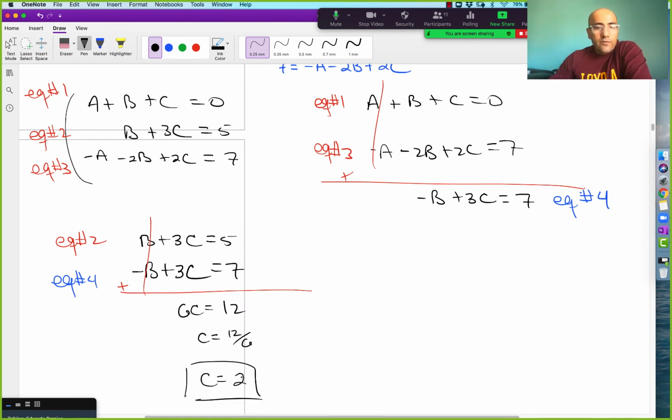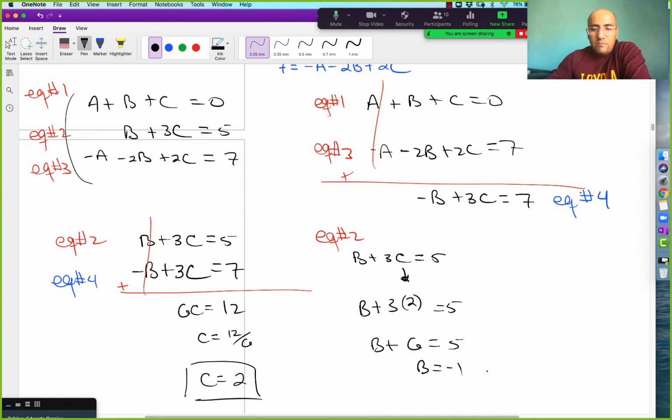Therefore, c equals 12 divided by 6, or c equals 2. Right, so we got our first break. Once we have c equals 2, I can go back to equation number 2: b plus 3c equals 5, but we just discovered that c is actually 2. So we get b plus 6 equals 5, so b must be equal to -1. So now we have two of them.